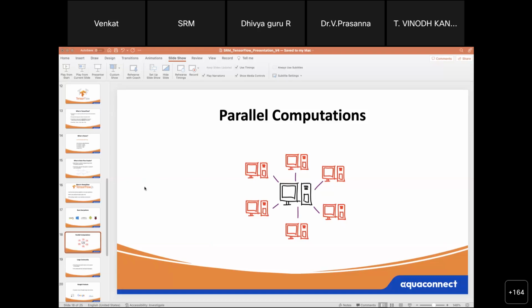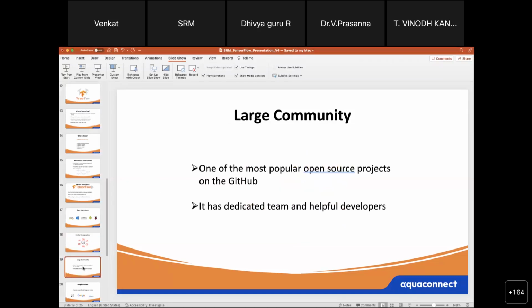And one more advantage is that it has a vast community, a worldwide network of developers, researchers, engineers, and even enthusiasts who contribute to TensorFlow. It has thousands of contributors all over the globe, right?